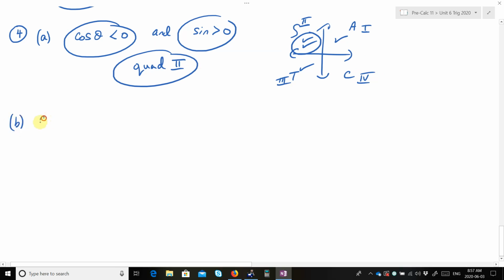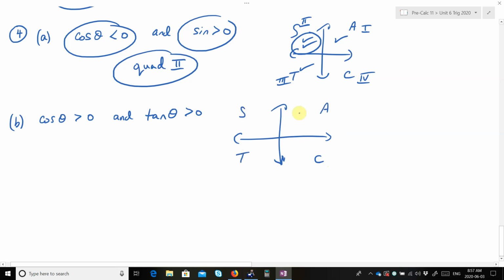Letter B, where is cos positive, greater than 0? And tan of the angle theta is also positive. Cast rule. All trig ratios are positive here, so cos is positive here, and cos is positive here. Where is tan positive? Tan is positive here and here. So that's where they are overlapping in quadrant 1.